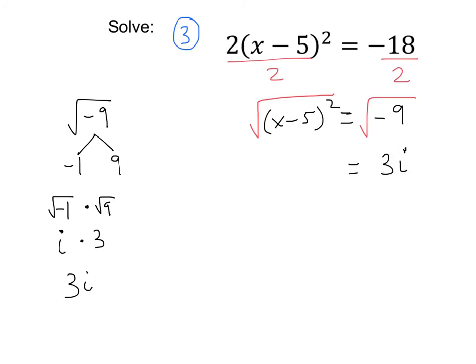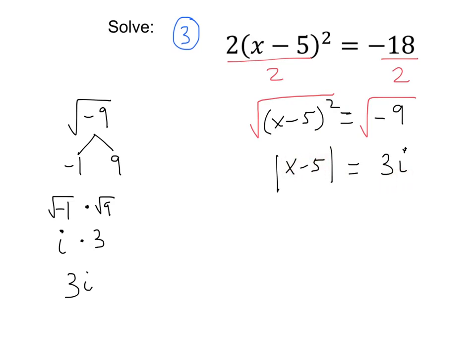All right, now this part's a little bit tricky, but the square root of x minus 5 squared, what will that be? That will be the absolute value of x minus 5. Okay, and so now we have this statement here. The absolute value of x minus 5 is equal to 3i. And this actually works just like what we did in our previous example. Think about this. Whatever's in here, if I take the absolute value of it, it would give me 3i.